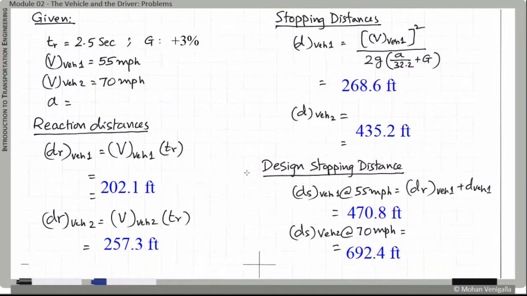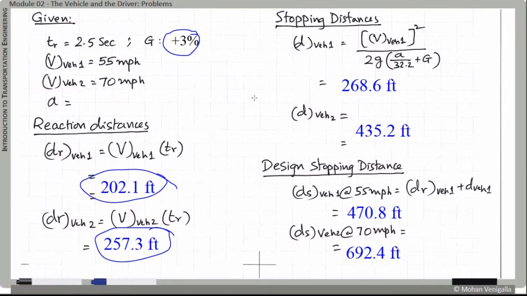Now, so we did the same computations for a 3% upgrade. The distance traveled during the reaction time is not going to change. Well, theoretically speaking, it does change, but for all practical purposes, the reaction distance is considered unchanged. But the stopping distance, of course, is going to be a function of g, because you see that g value in the denominator. So that changes, and the new computations are going to be like this.